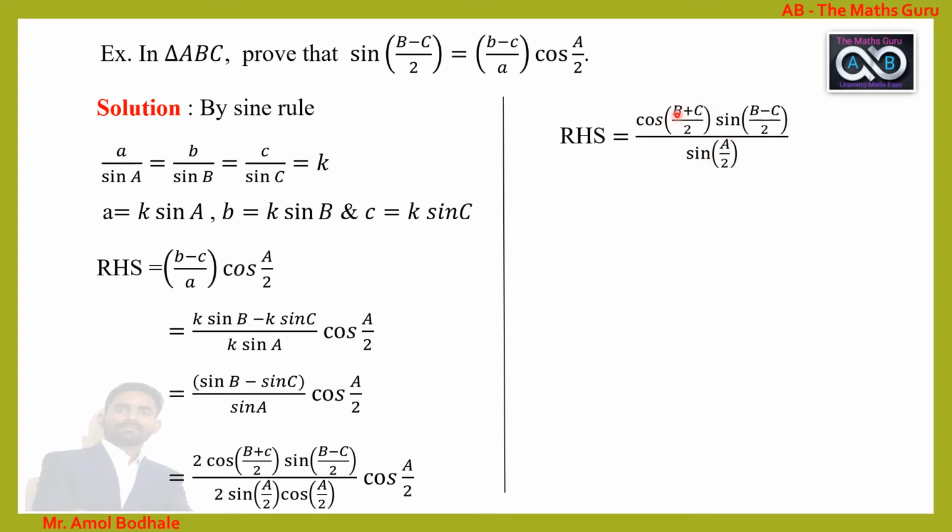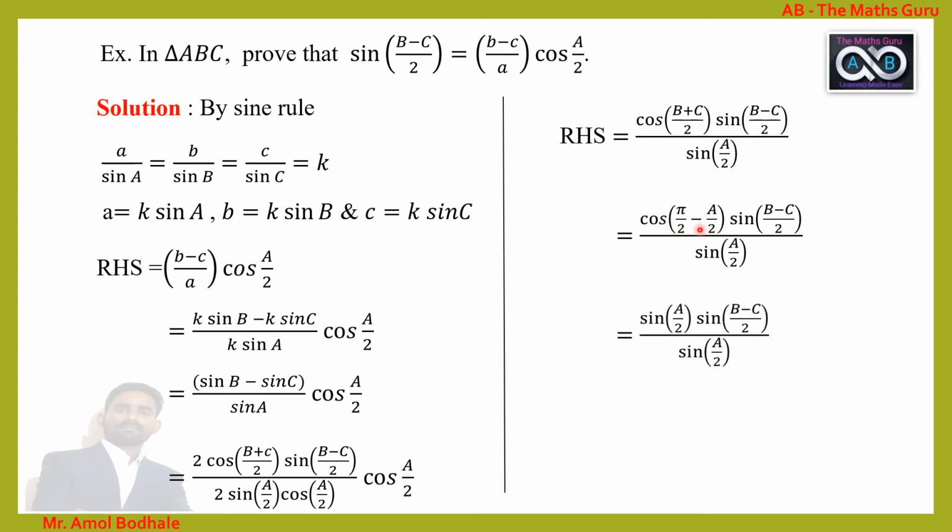So here we can express this (B plus C) upon 2 as follows. We know A plus B plus C is pi. So therefore A by 2 plus B by 2 plus C by 2 is pi by 2. So this angle (B plus C) upon 2 can be written as pi by 2 minus A by 2, and cos of 90 minus theta can be written as sine theta. So therefore cos of (pi by 2 minus A by 2) can be written as sine A by 2, and sine of (B minus C) upon 2 upon sine A by 2 remains as it is. Now we can cancel sine A by 2 from numerator and denominator. So we'll get sine of (B minus C) upon 2, which is the LHS.